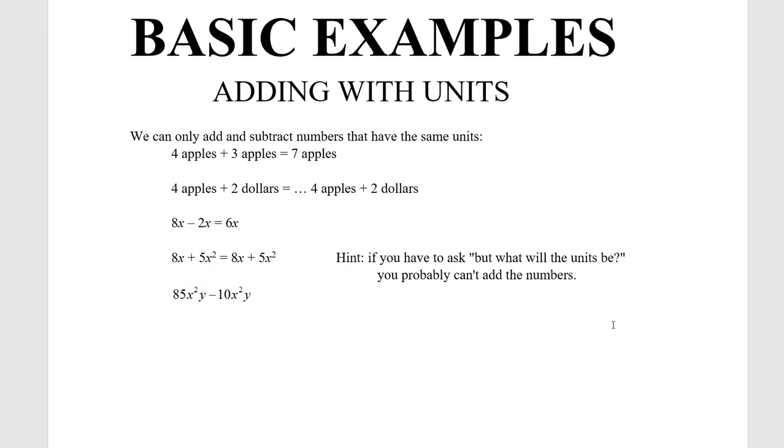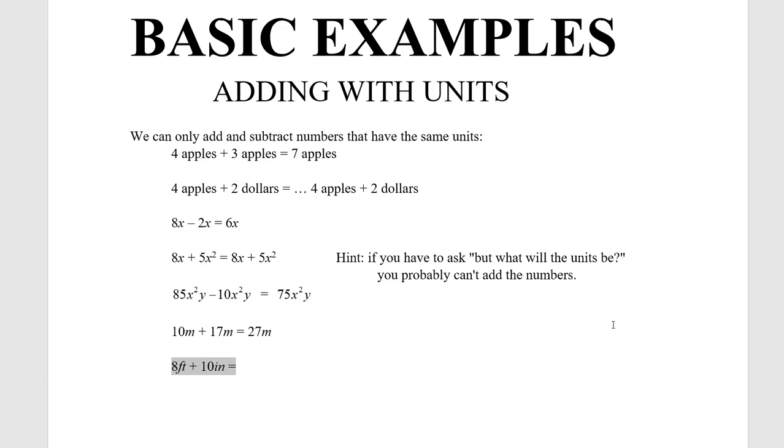Let's say you have 85x squared y minus 10x squared y. Now here we have exactly the same thing. X squared y's and x squared y's, 85 of these things, whatever they are, minus 10 of them is going to be 75. Or any kind of units. Meters: 10 meters and 17 meters is 27 meters. 10 seconds and 17 seconds is 27 seconds. If the units are exactly the same, you keep those exact units.